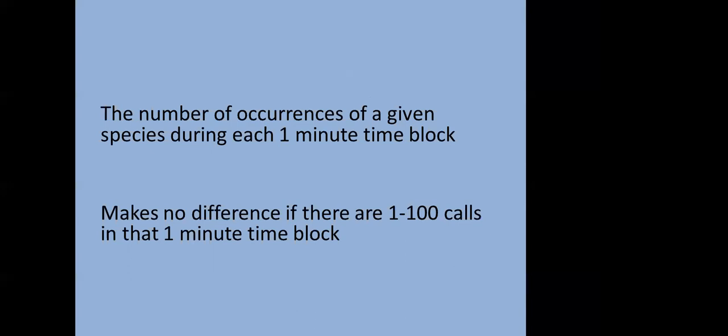So if this is my detector, and I've got one bat, and he flies around here for 3 minutes, 56 times, it doesn't matter. What it tallies is he was there 3 minutes, so he gets tallied as 3. It doesn't matter if there's 1 or 100 calls during that 1 minute time block.